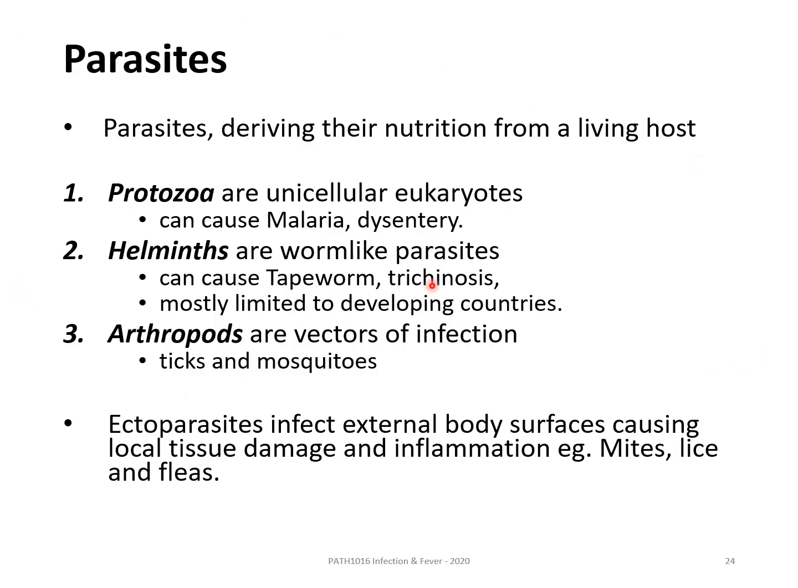Now, parasites are a little bit different. Parasites, again, do need a living host to complete their life cycle, but they can still, as part of their life cycle, reproduce outside of the host. We will see that there are certain things called protozoa. These are basically unicellular eukaryotes, and we have malaria and dysentery. These are things that are very common, and they cause illnesses within us. We have a thing called helminths, which are basically tapeworms.